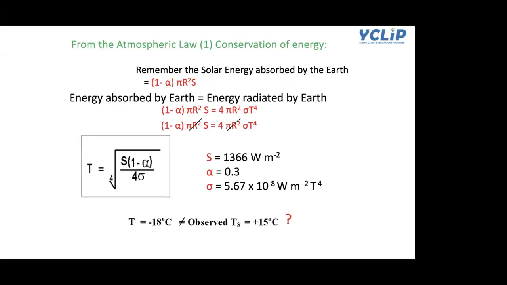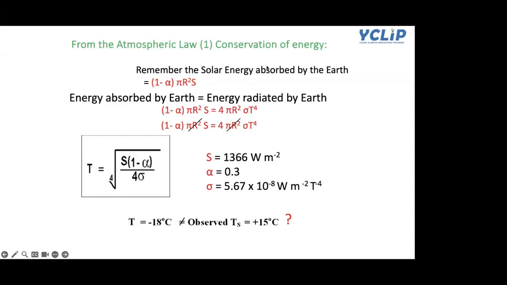So we cannot create new energy. Energy from the sun absorbed by the earth is the same amount that is radiated by the earth. That is, if you want to assume that the earth is a black box, what comes in is what goes out. Then we can equate the two equations.